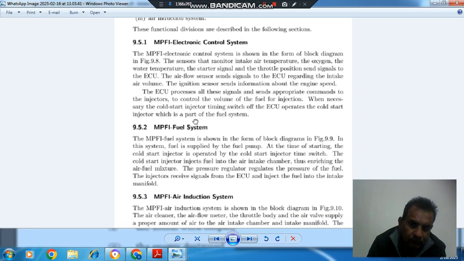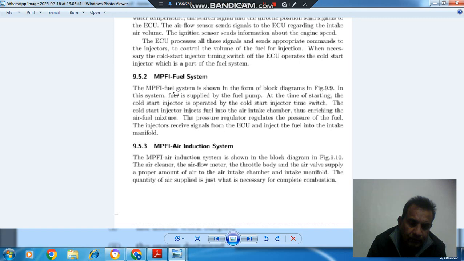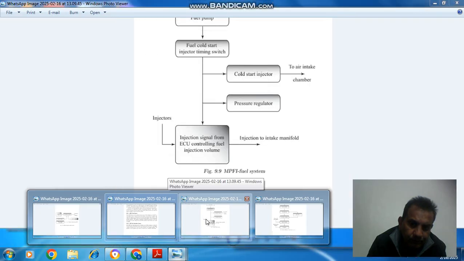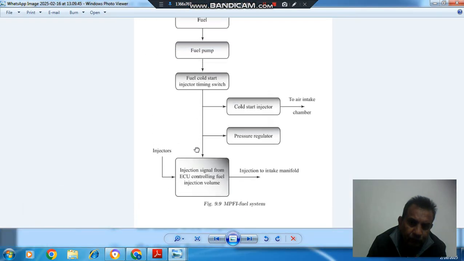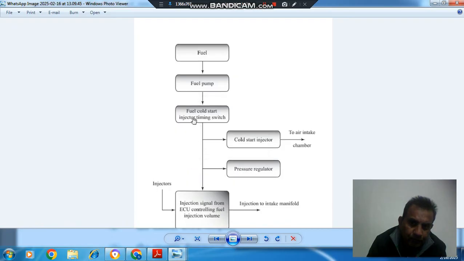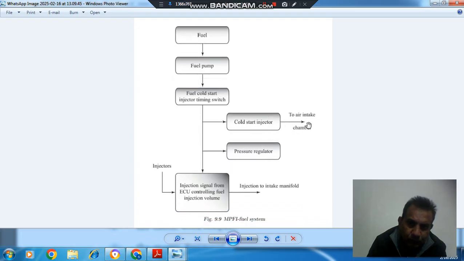fuel system. Now, second is the MPFI fuel system, the second functional unit. The MPFI fuel system is shown in the form of a block diagram, figure 9.9. So this is your MPFI fuel system. Fuel pump, fuel cold start injector timing switch, and it leads to cold start injector and pressure regulator, and then to air intake chamber, and then to ECU, and these are the injectors to intake inflow. This is the block diagram.